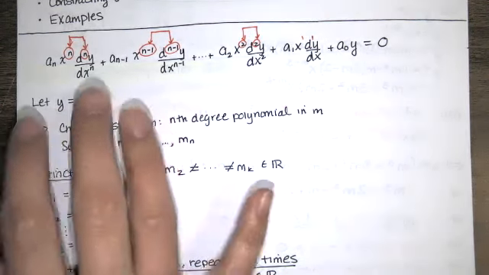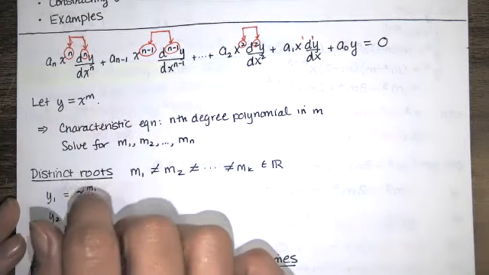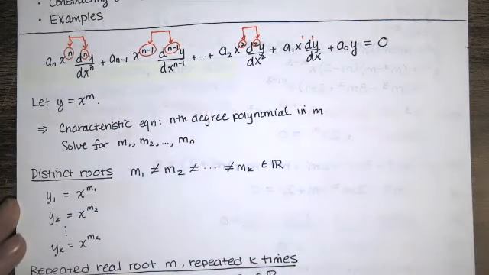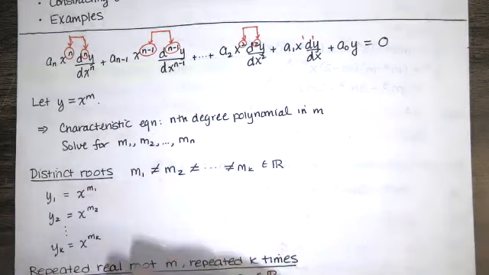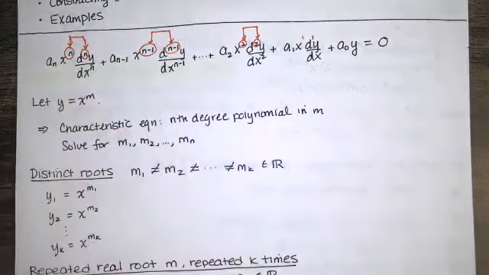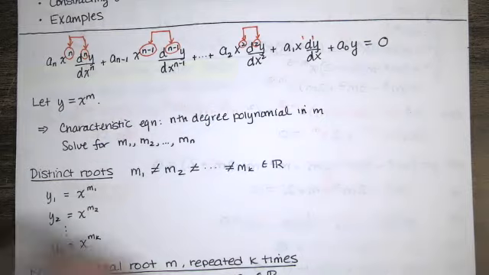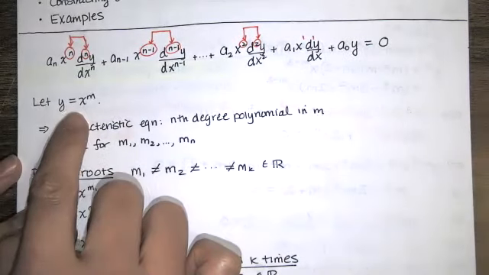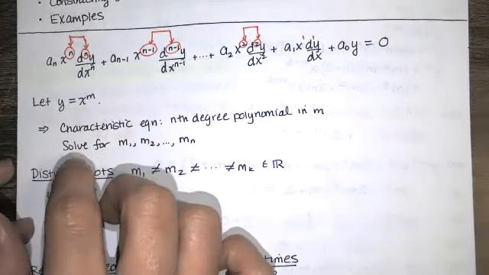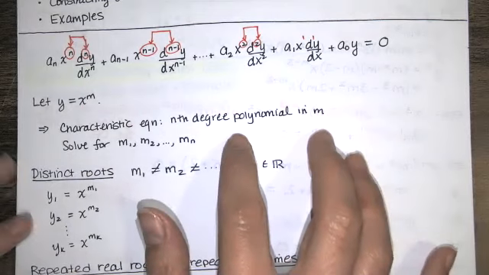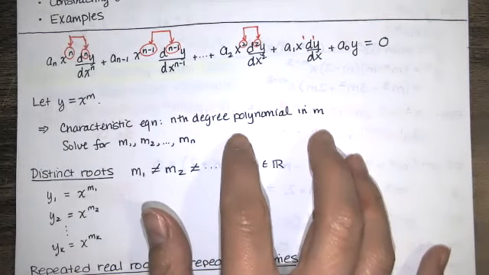So you're going to let your dependent variable equal your independent variable raised to the mth power. After you substitute, you're going to differentiate as many times as necessary and substitute. Your nth order differential equation will simplify into an nth degree polynomial equation in m. And you'll see that if y equals x to the m is the solution of the differential equation, then m has to satisfy this nth degree polynomial equation.